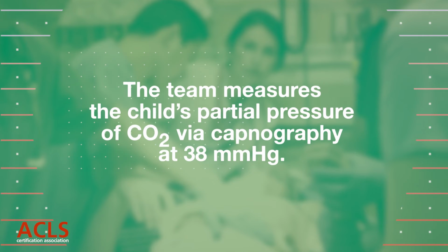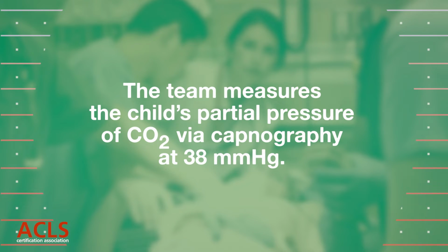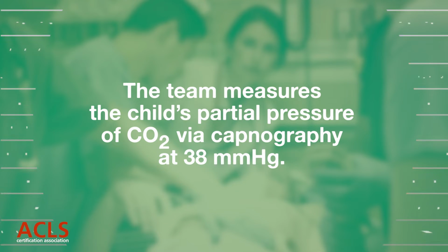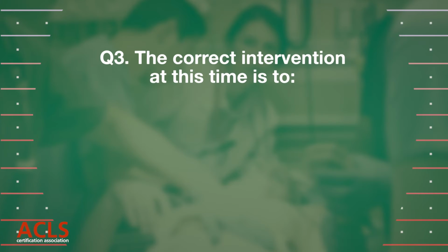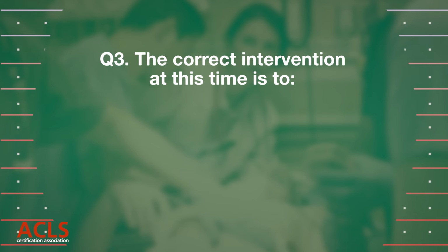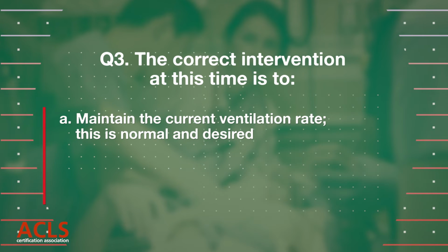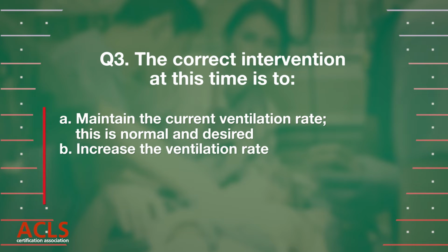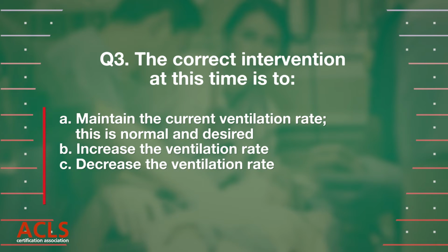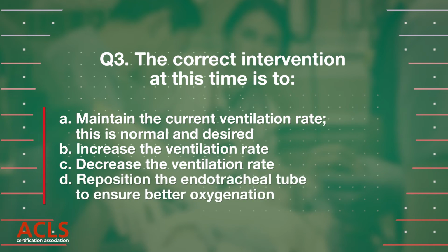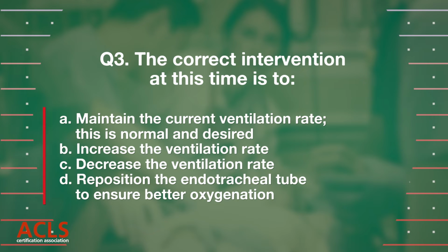The team measures the child's partial pressure of CO2 via capnography at 38 millimeters of mercury. 3. The correct intervention at this time is to: A. Maintain current ventilations. This is normal and desired. B. Increase ventilation rate. C. Decrease ventilation rate. D. Reposition the endotracheal tube to ensure better oxygenation.